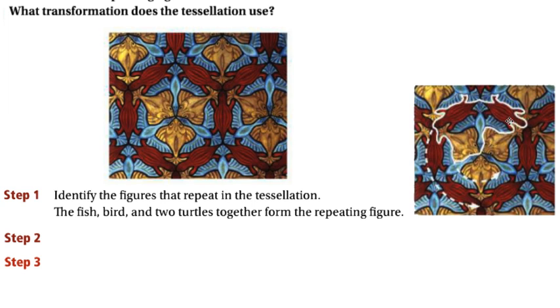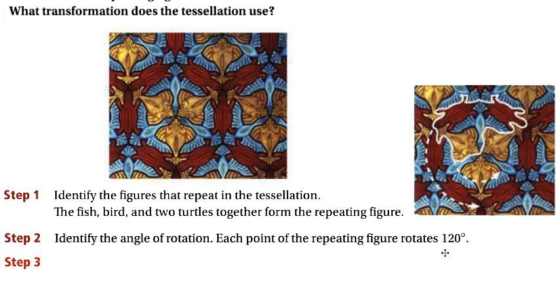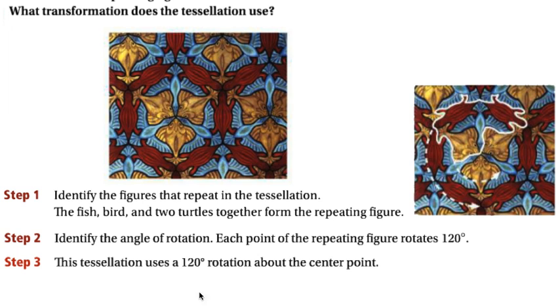Once you've identified the repeating pattern, the second question is what transformation does it use? If you just look at this pattern, it looks like it's a rotation. Here in the very center, this would be the center of rotation. So that one is definitely a rotation. And that angle of rotation, since that occurs 3 times, would be 360 divided by 3, which is 120. So we've identified the angle of rotation. The tessellation uses a 120-degree rotation about the center point, which is right where the noses of the fish meet.